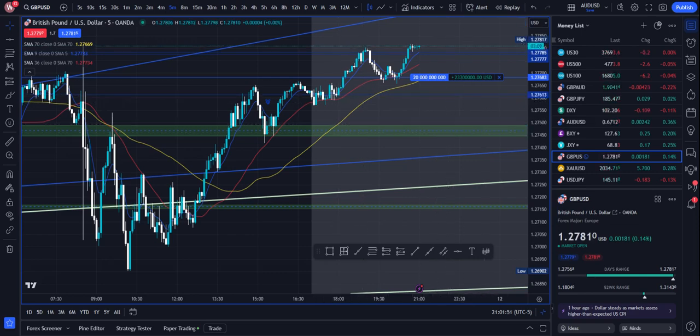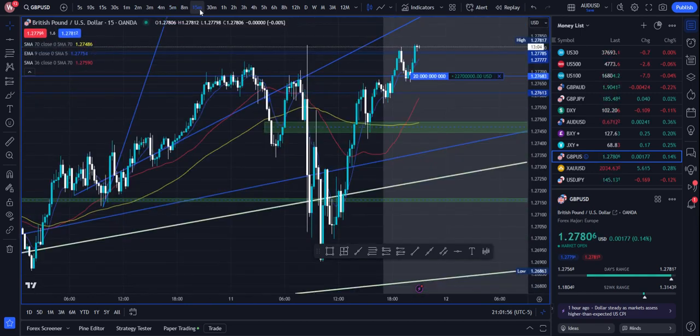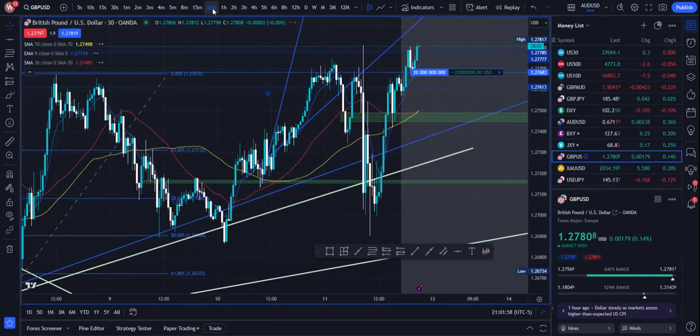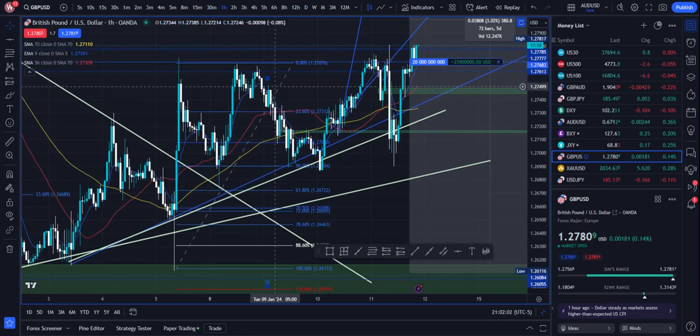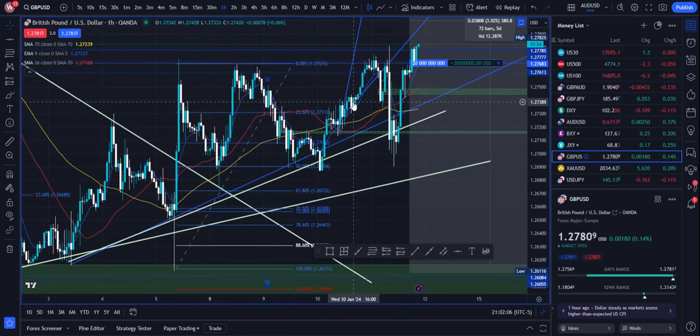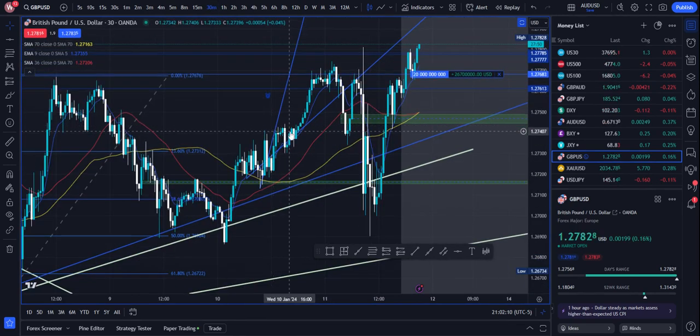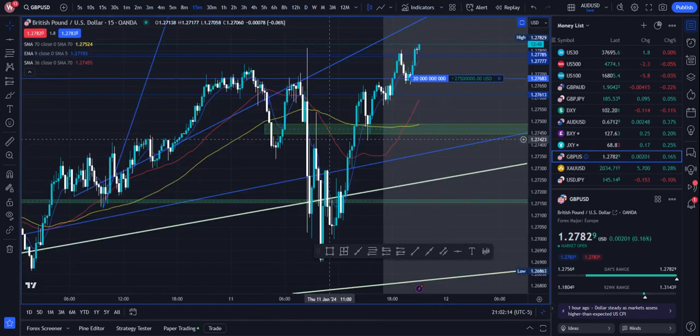Then you have medium time frames. That could be the 15 minute, the 30 minute, or the 1 hour. Respectively, on a 1 hour chart, every one candle is 1 hour. Same thing with the 30 minute, where every candle is 30 minutes, and the 15 minute chart, where every candle is 15 minutes.